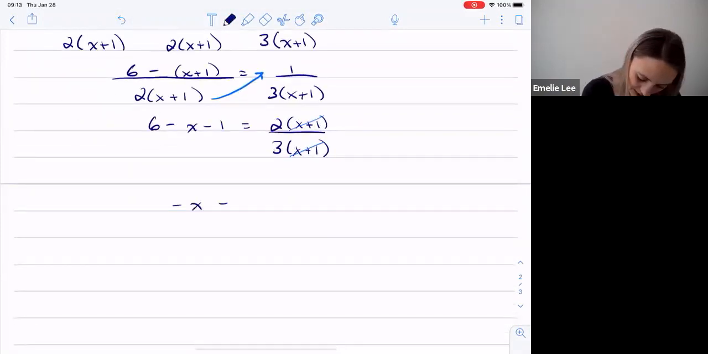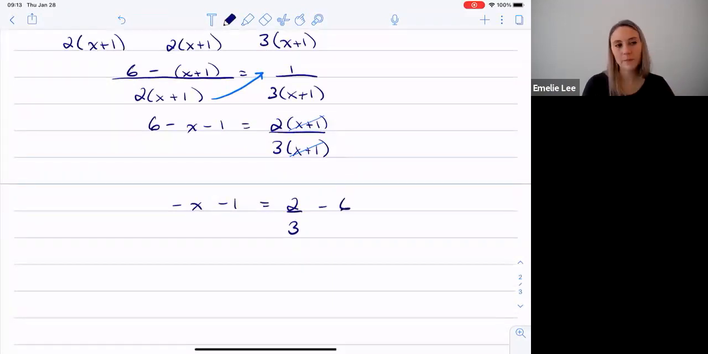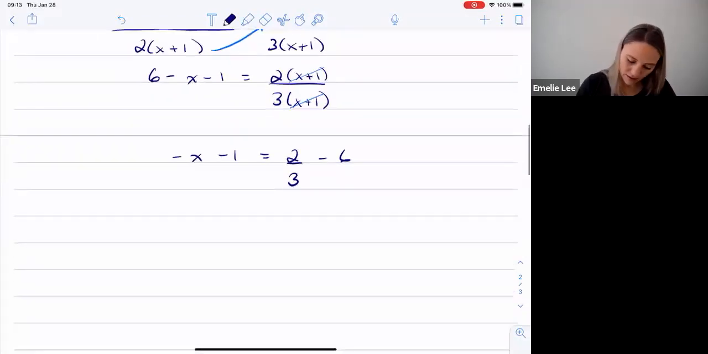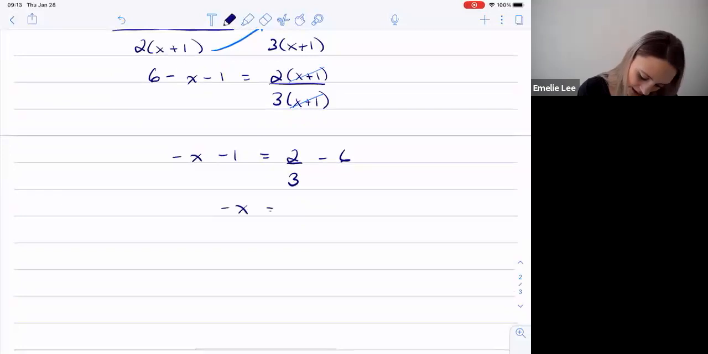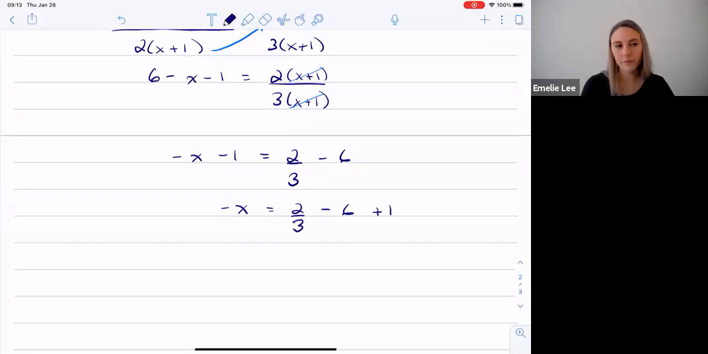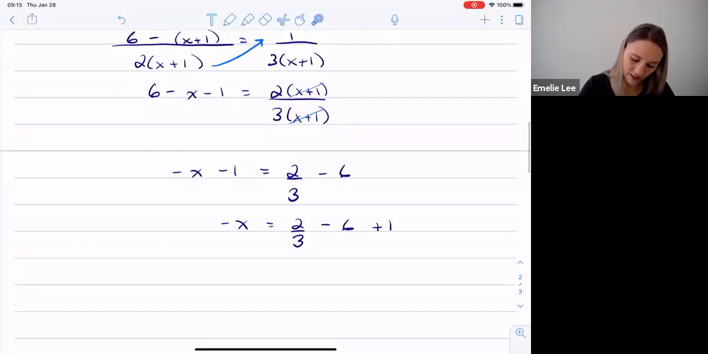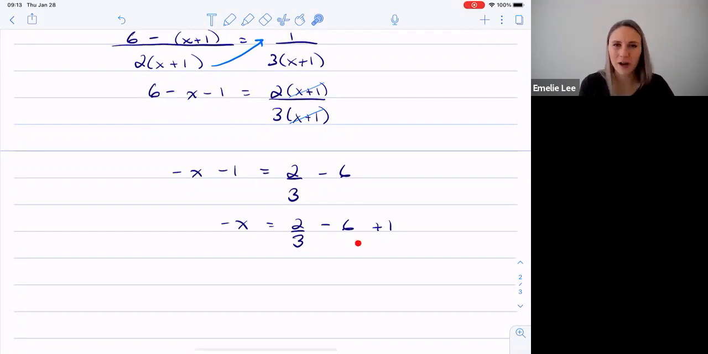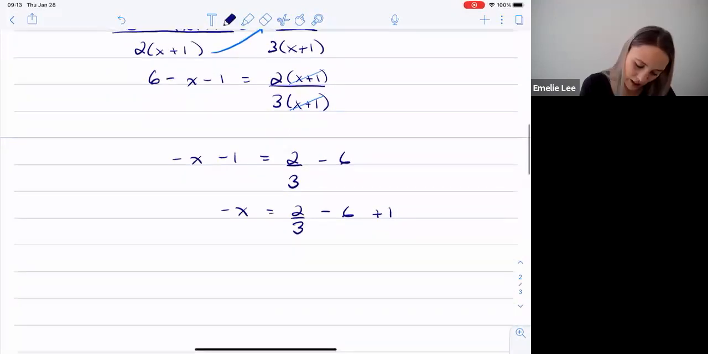So I get minus x minus 1 is 2 over 3 minus 6. Then I can add 1, so negative x is 2 over 3 minus 6 plus 1. Slowly shuffle things over. If you wanted to just simplify up here, that's fine too. 6 minus 1 is 5, right? So plus 5 becomes minus 5. It doesn't change anything.